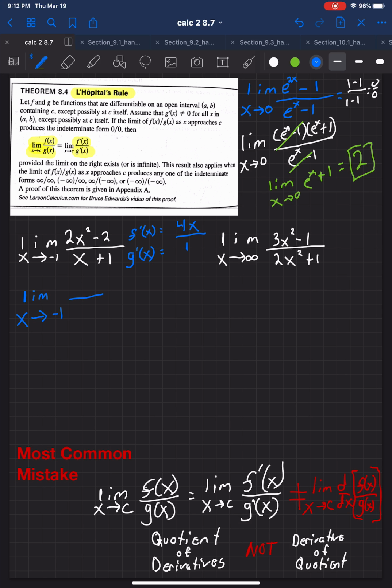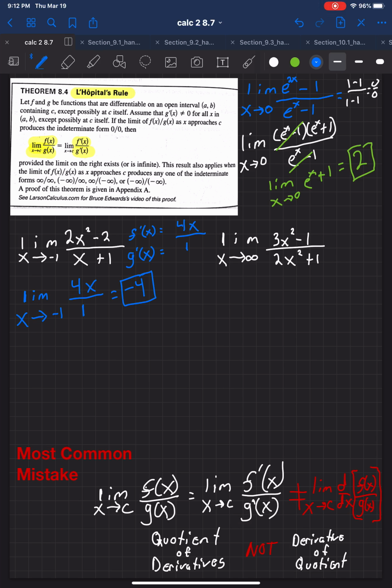Over the derivative of the numerator divided by the derivative of the denominator. Which we can see, if you plug in negative 1, we're just going to get 4 times negative 1, or negative 4. Which, if you look back on the previous page, was exactly what we got previously. Right? Okay, so not bad.